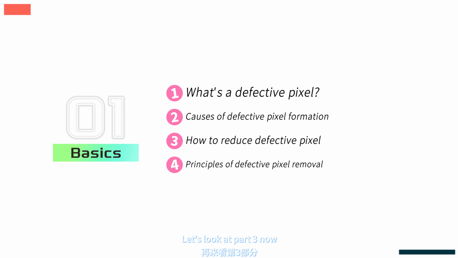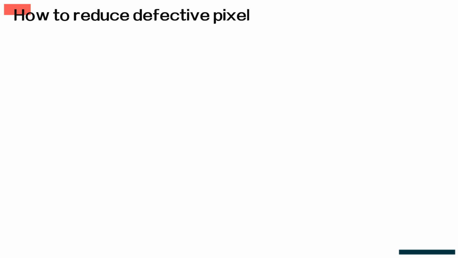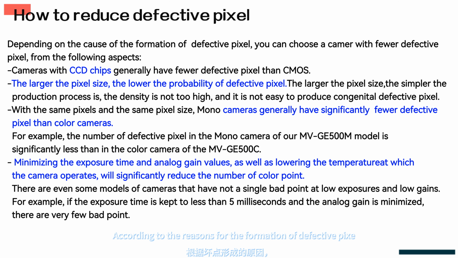Let's look at part 3 now, how to reduce defective pixels. According to the reasons for the formation of defective pixels, you can choose a camera with fewer defective pixels from the following aspects. 1. Choose a CCD sensor camera. The number of defective pixels is generally less than CMOS. 2. Choose a larger pixel size. The larger the pixel size, the lower the probability of defective pixels. With a larger pixel size, the production process is relatively simple and the density is not too high, so it is not easy to produce congenital defective pixels.